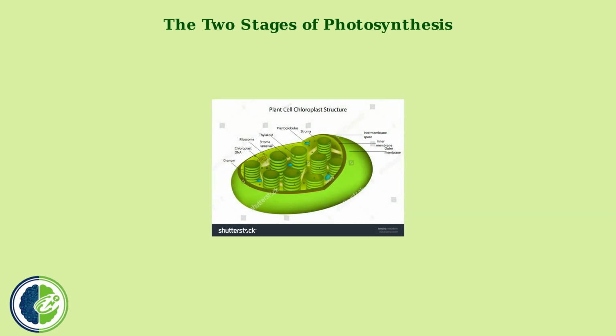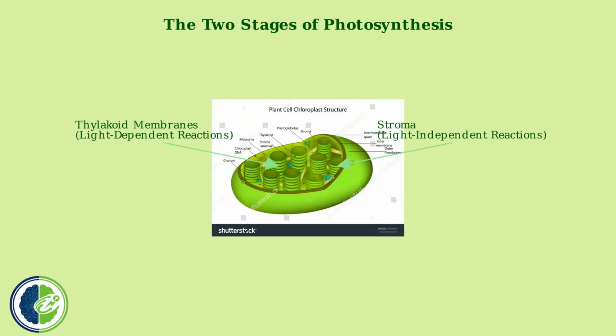The chloroplast contains 2 main regions where photosynthesis occurs. The thylakoid membranes, shown as the stacked structures, host the light-dependent reactions. The stroma, the fluid-filled space around the thylakoids, is where the light-independent reactions take place.